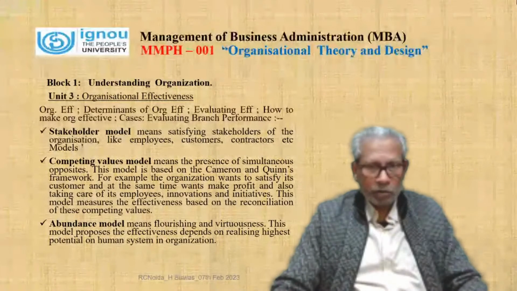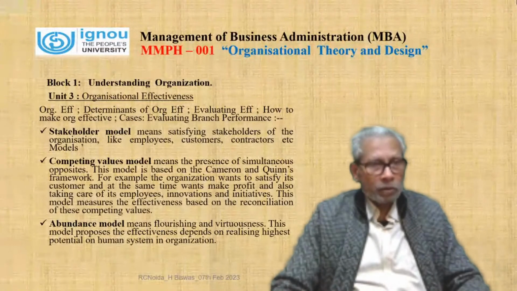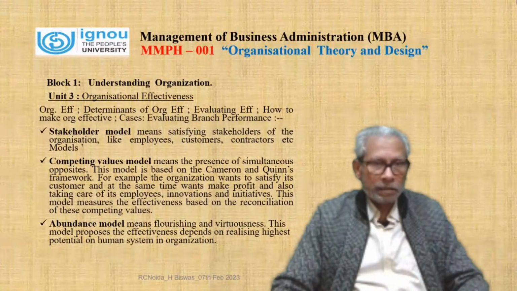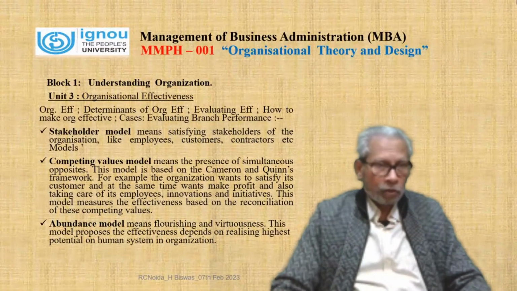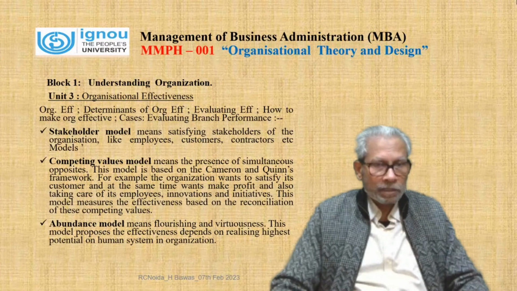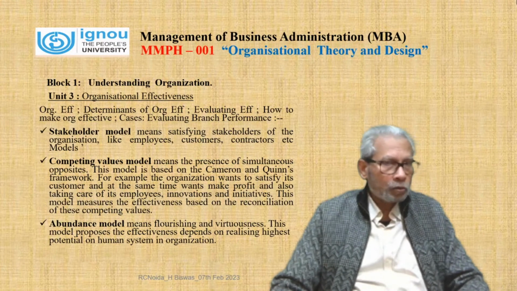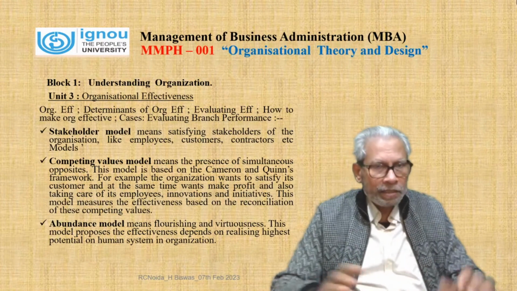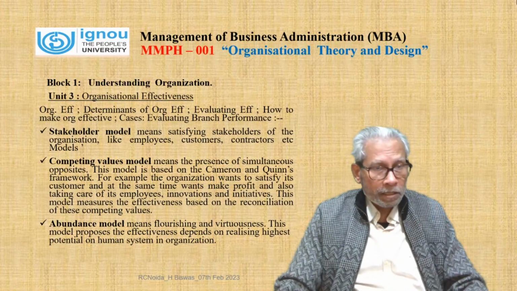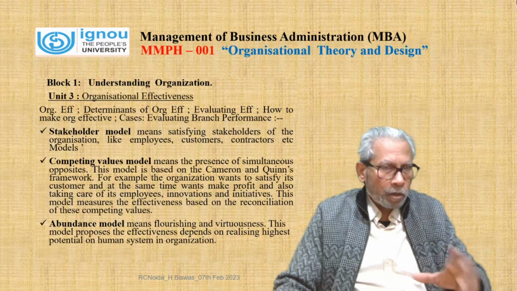Competing values model. That means the presence of simultaneous opposites. This model is based on Cameron's framework. For example, an organization wants to satisfy its customers and at the same time wants to make a profit, while also taking care of employees, innovations and initiatives. So these models measure effectiveness based on the reconciliation of these competing values. All together they are going in parallel: customer satisfaction, and taking care of employees, as a team, everything in parallel. So that is the competing values model.